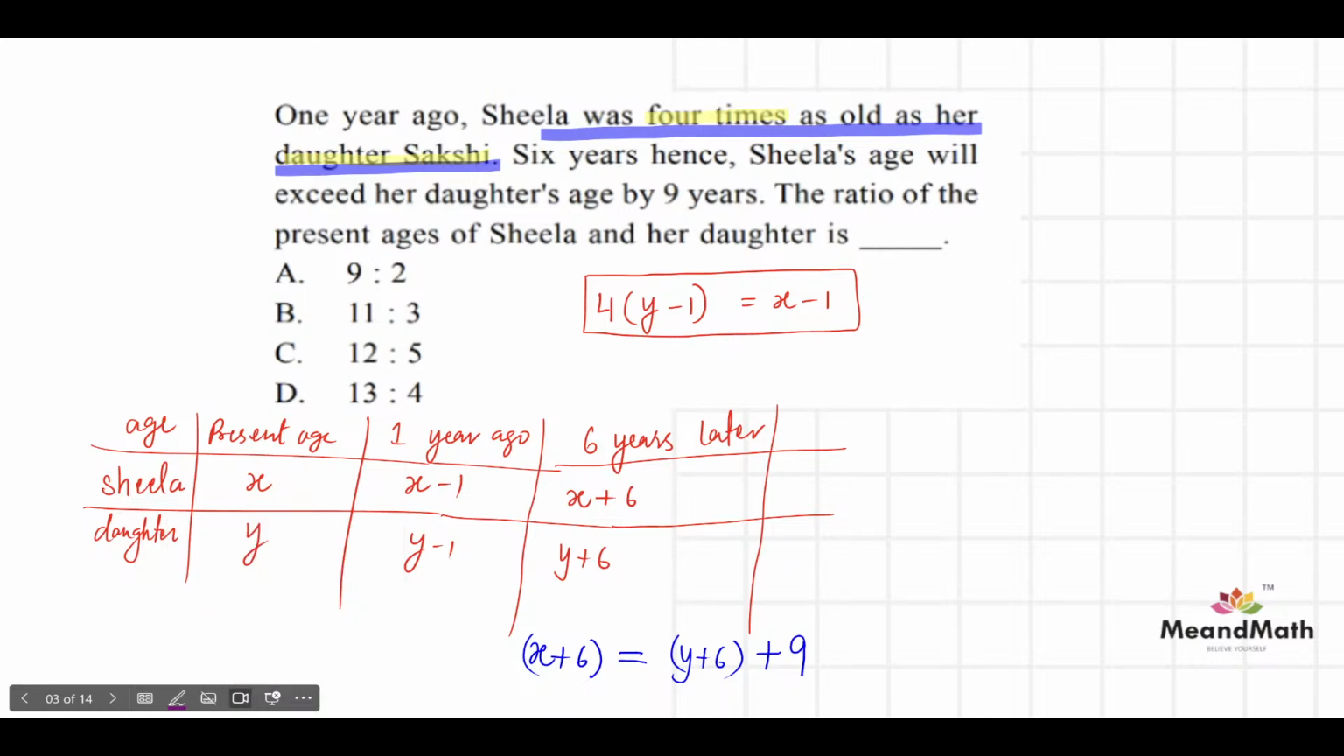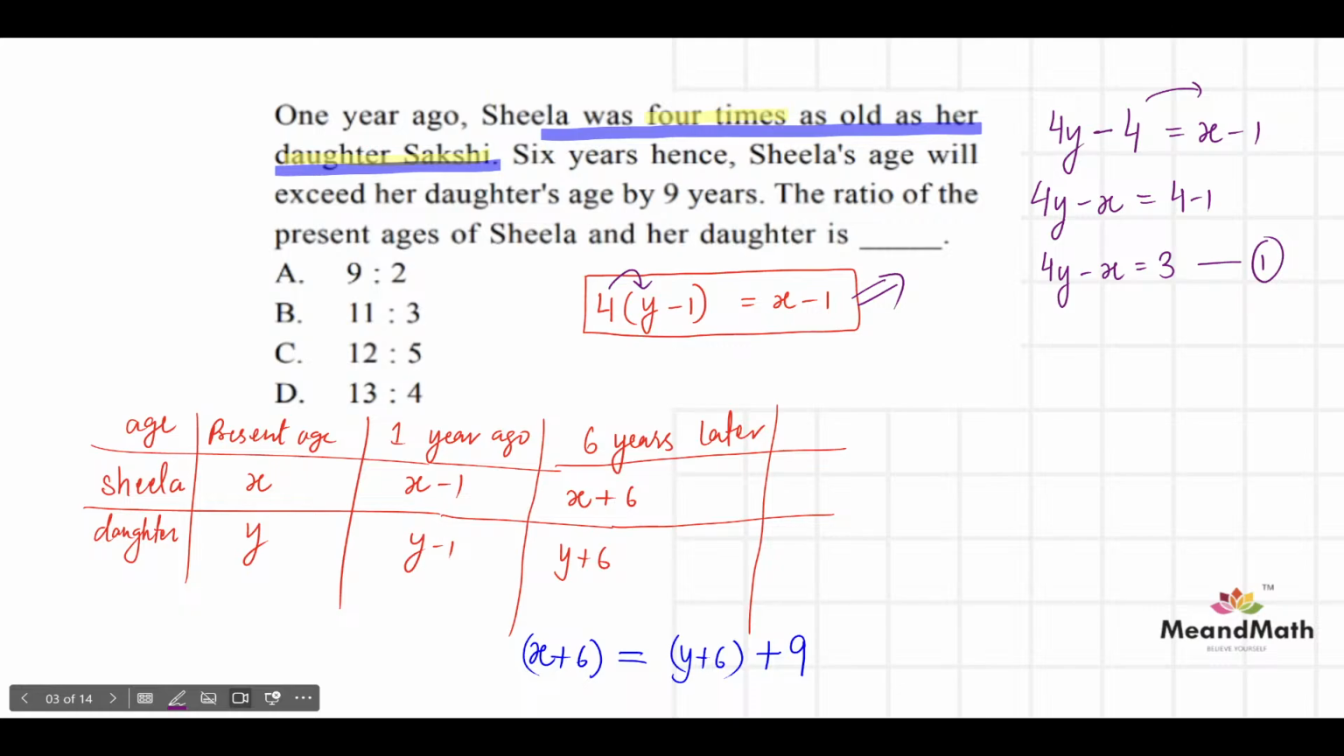Okay, so here first I'm going to be solving this. Let's expand and sort it out, make a proper equation. When we expand 4 times y, it will give you 4y minus 4, that is equal to x minus 1. Now 4y minus x will be, moving it there, 4 minus 1. So 4y minus x is 3. This is the first equation.